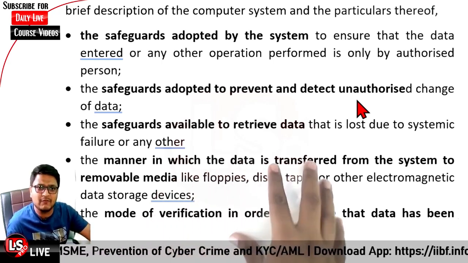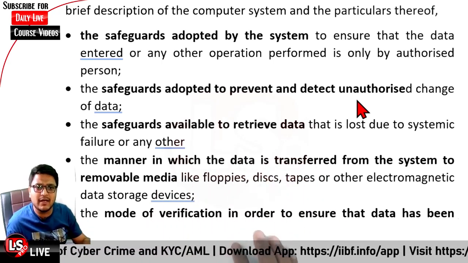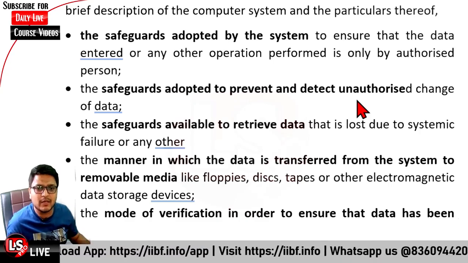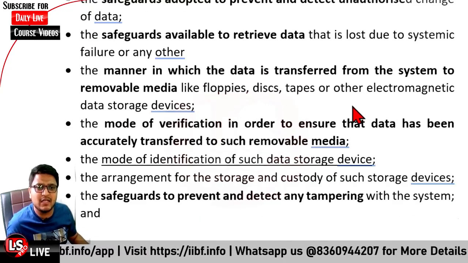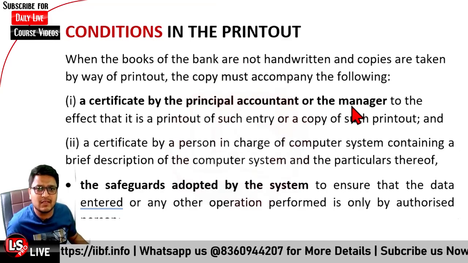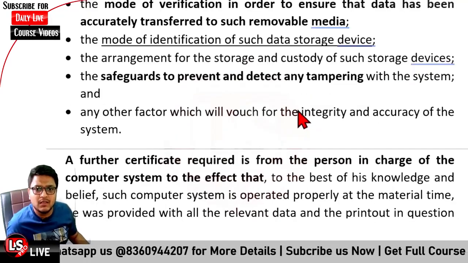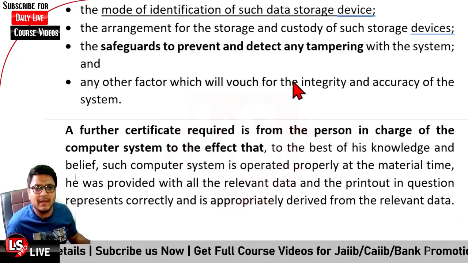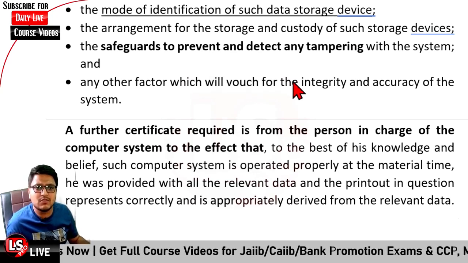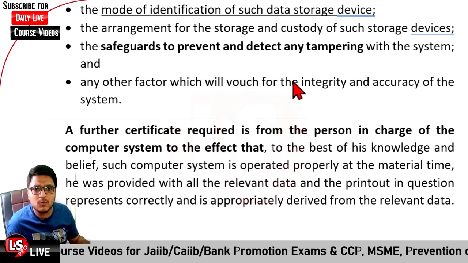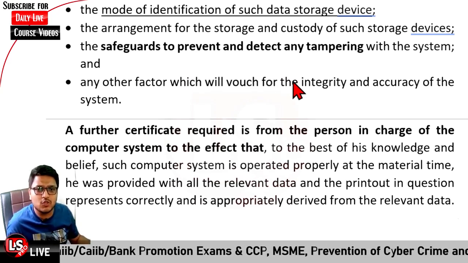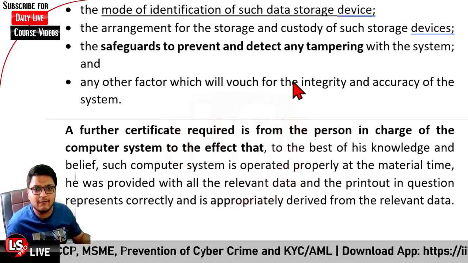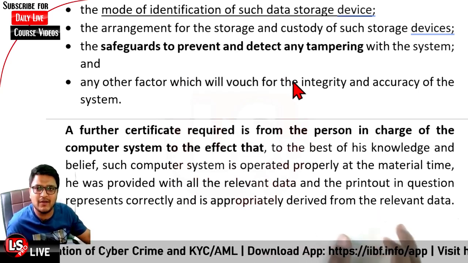Okay, so we mean to say that all the safeguards have been adopted, whether it is regarding the authorized entry, whether it is regarding the retrieval, whether it is regarding the storage, whether it is regarding the transfer of the data, whether it is regarding the custody of the electromagnetic devices. All the safeguards have been taken care of, and this is to be certified whenever it is a case regarding the printouts. Okay. Then a further certificate is required from the person in charge of the computer system to the effect that to the best of his knowledge and belief such computer system was operated at the material time, he was provided with all the relevant data, and the printout in question represents correctly and is appropriately derived from the relevant data. Okay, and further certification from the person in charge is required regarding it. Okay.